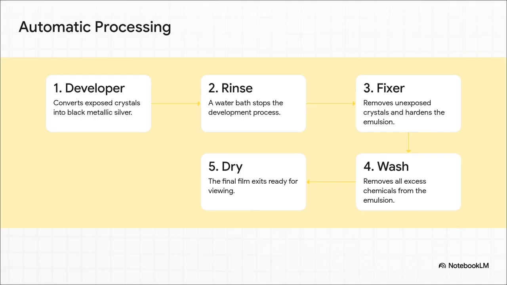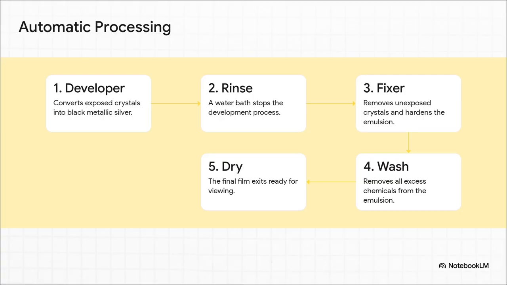So, this little film is about to go on a 5-step chemical journey. First up, it takes a dip in the developer, which is what turns those energized crystals black. Then, a quick water rinse hits the brakes on that reaction. Next, it goes into the fixer solution. This stuff removes all the crystals that weren't energized and it hardens the image so it'll last. A final wash gets rid of any leftover chemicals and boom, out it comes, a dry, ready-to-view X-ray.